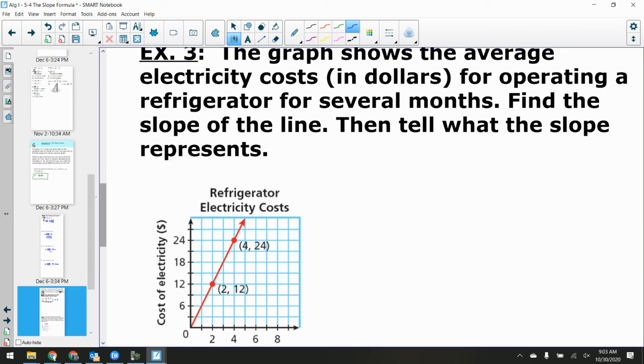We're on the back page. What if I'm given a graph? The graph shows the average electricity cost for operating a refrigerator for several months.